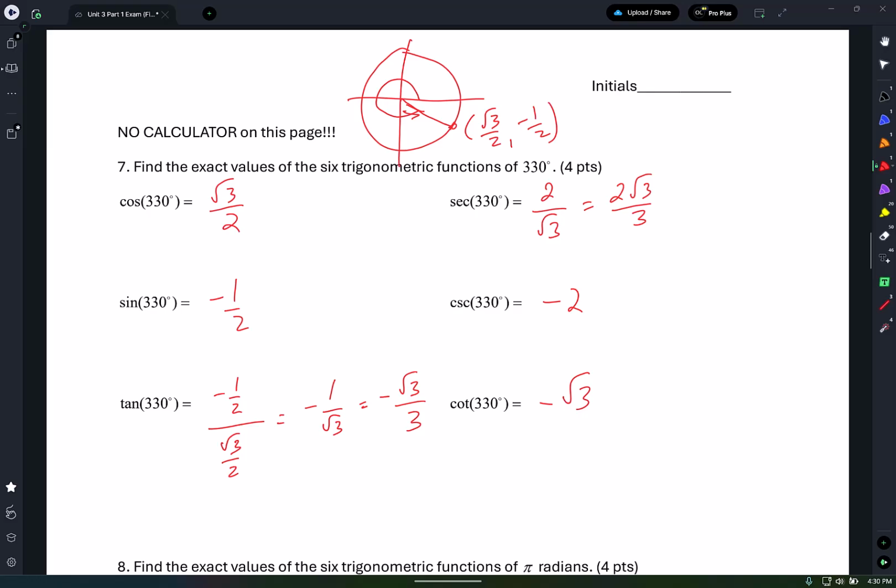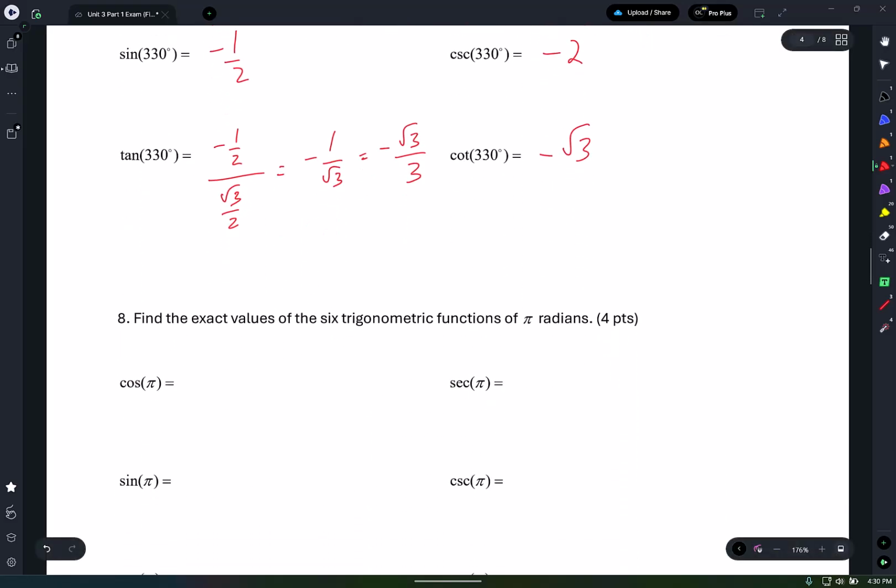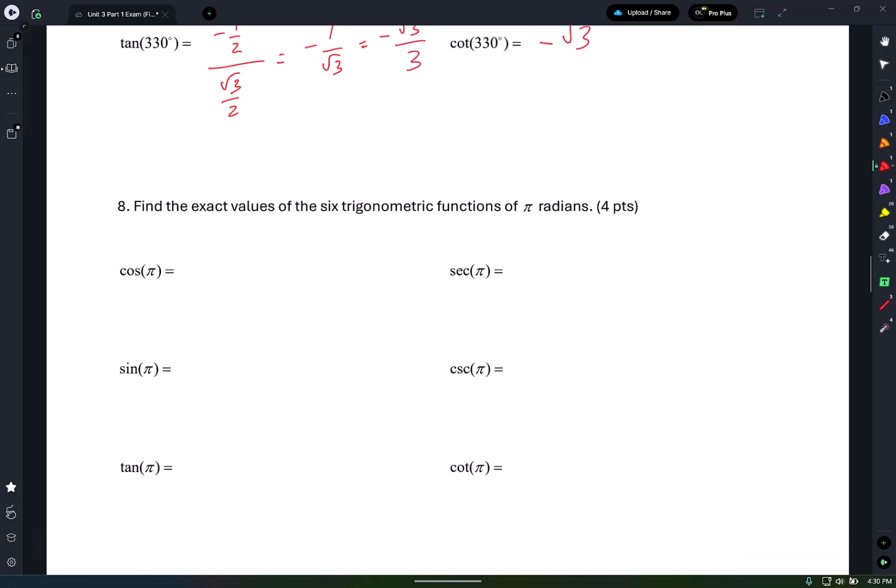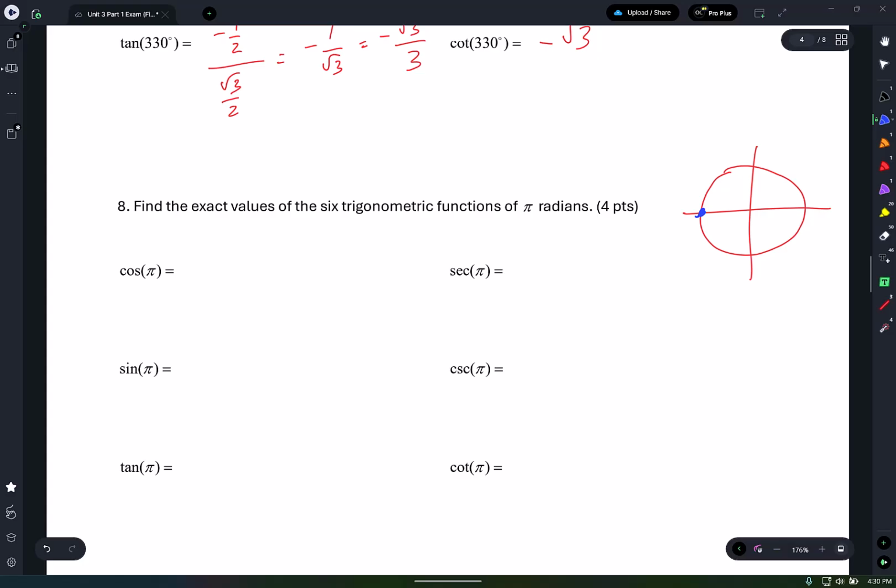We're still okay? Okay, let's go to the next one. So this time they wanted it at pi. So pi is located right here. That's negative 1, 0. So here we go. Cosine of pi, negative 1. Sine of pi, 0. Tangent of pi, that's 0 divided by negative 1, which is 0.